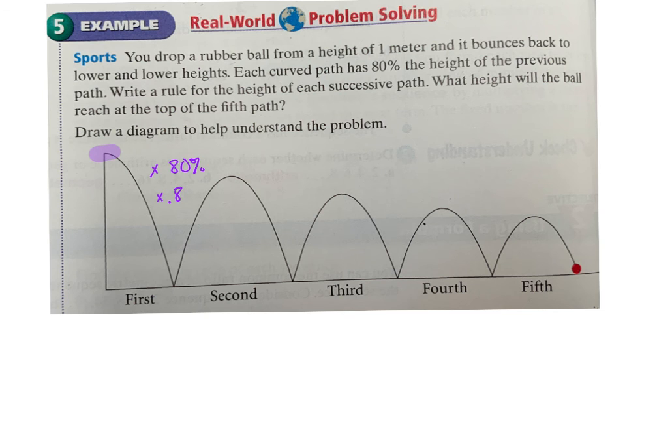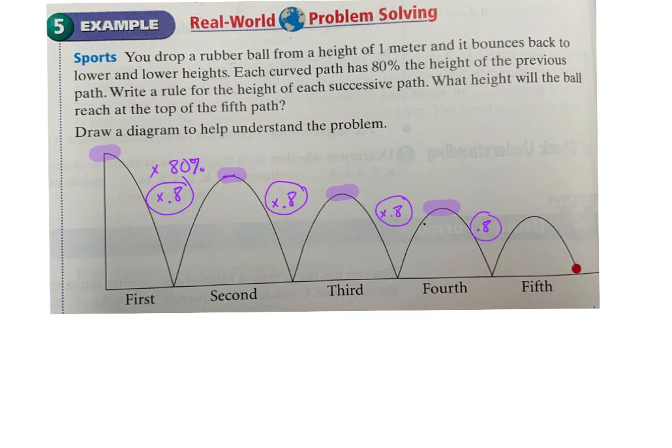And then to find out what happens after that, I'm going to take that second height, whatever that is, and I'm going to multiply that by 0.8. And I'm going to continue to do that, third height by 0.8. Every time they're saying that it is 80% of the height in front of it. And so this is a geometric sequence, right? My common ratio here is 0.8. That's my common ratio.